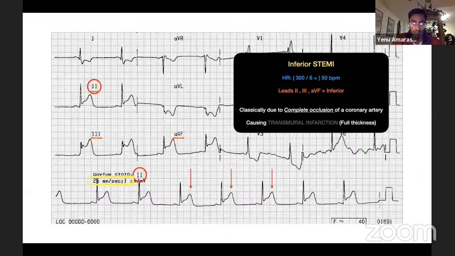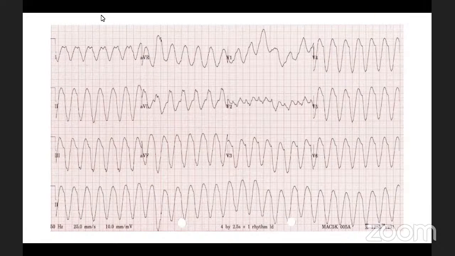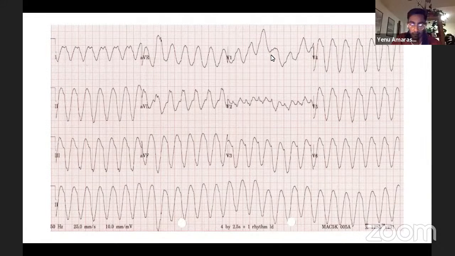And then the next ECG. Again, I'll leave it on for a minute or so, and then maybe you guys can tell me. Can I ask something from the previous ECG? Yeah. Sorry.